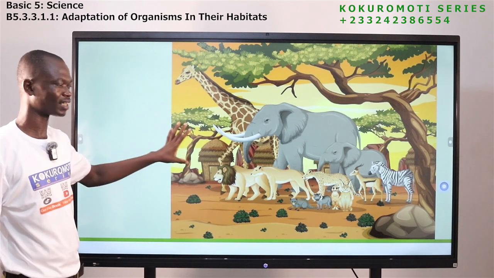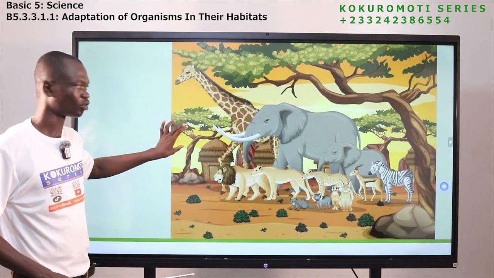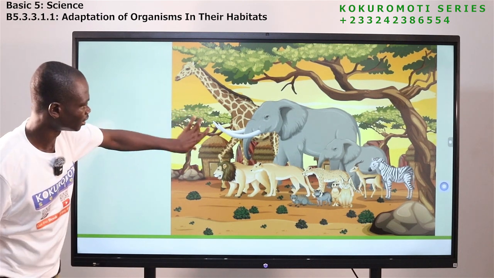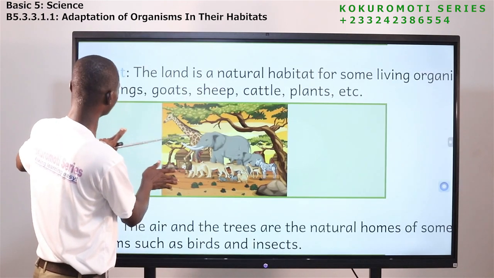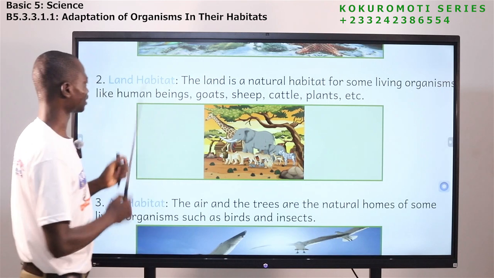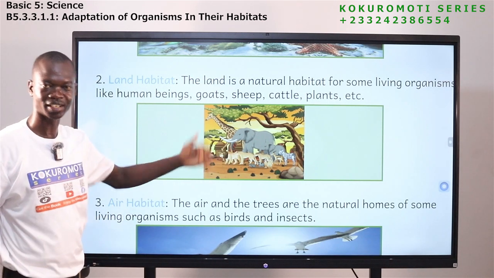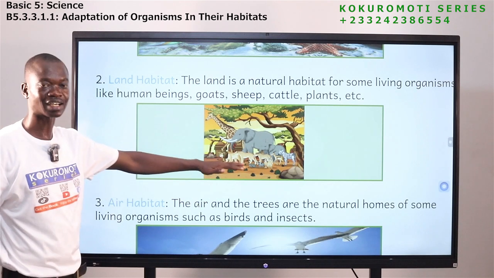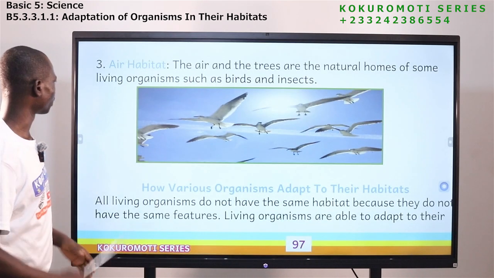So land habitat, that is animals that are able to live on what? On land. They have land as their natural home. They can only survive on land. So they have land as their habitat. Okay. And apart from this, I believe you can give different examples of animals that can live on land.